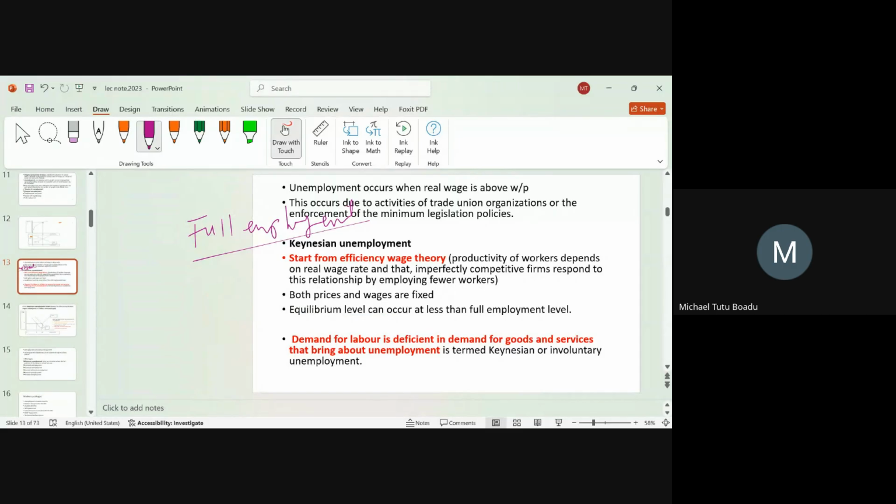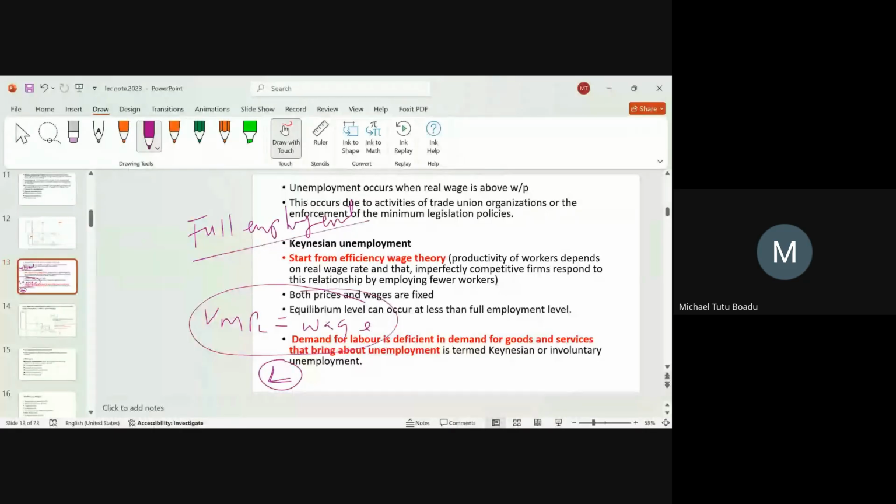So productivity of workers depends on the real wage rate. And imperfectly competitive firms respond to the relationship by employing fewer workers. So once the value I am getting from you is equal to your wage, I employ up to this. You can use this formula to find the value of L, where L is the number of workers you have to hire in order to maximize your profit.